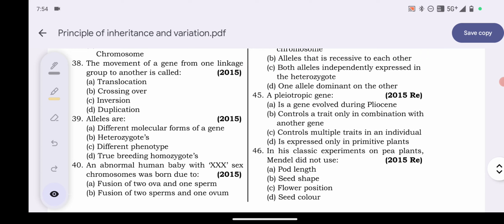39. Alleles are different molecular forms of a gene, heterozygotes, different phenotypes, true breeding homozygotes. So the answer will be option A, different molecular forms of a gene. Explanation: the term allele was given by W. Bateson. Alleles are different molecular forms of a gene. Okay, it was termed by W. Bateson.